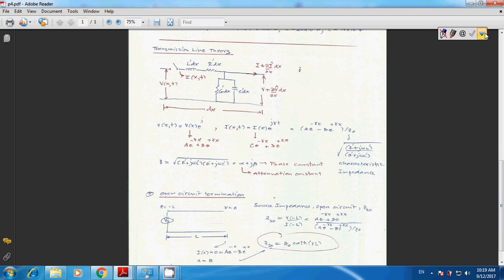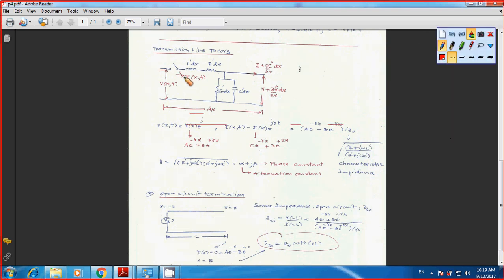Now let's take a look at the transmission line theory. This is the equivalent circuit of your transmission line. When you cut the line with the length of dx, you have L in series with R, and you have G in parallel with C. At this point, let's put it at x, and this one is going to be x plus dx, because the length of the line is dx. This is V(x,t), and you also have the current at this point to be I(x,t).